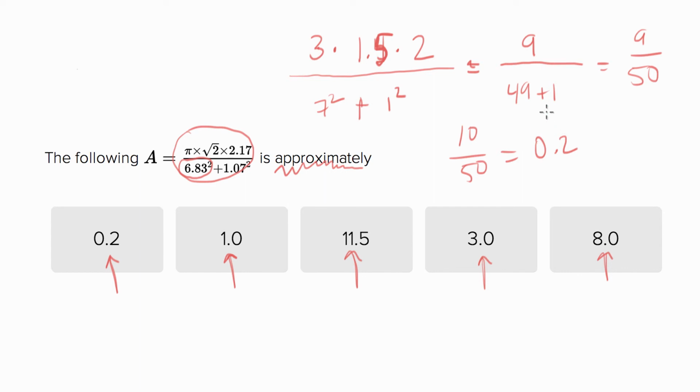Now I calculate this all the way to a decimal because that's what the answer choices are. And what you can see is that, this is lucky, our decimal happened to come out exactly as one of the answer choices. So 0.2 is what we're going to pick as the correct answer.